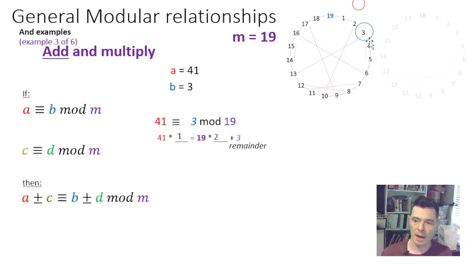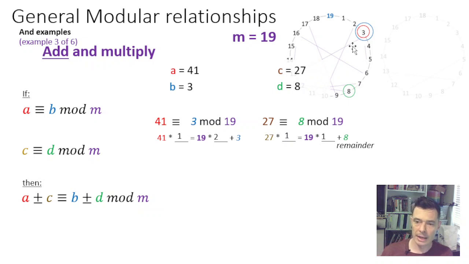So next, we have a is congruent to b modulo 19. What this means is a starts here and moves around. A is 41, so it's going to move around the circle twice. That's 38. Then it's going to go the remainder 3 and land at the same place as b. Likewise, we have d of 8, and we have c here of 27. c is going to move around the circle, and then the remainder, and land in the same location.